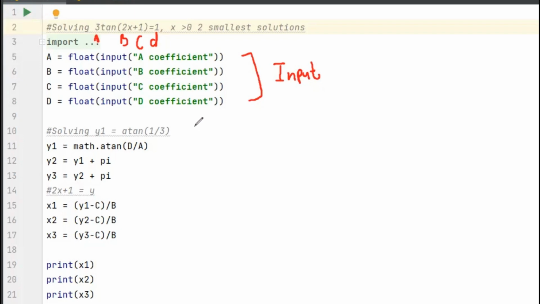Now, moving to the next part, this is the solving part, and it's split into two parts. So here is the part where we rearrange for inverse tan. So we get 2x plus 1 is equal to inverse tan, and in our case, it was 1 over 3. But what we've done with the input is that we've made it general. And again, that's a good sign of a good mathematical model, is that it's general.